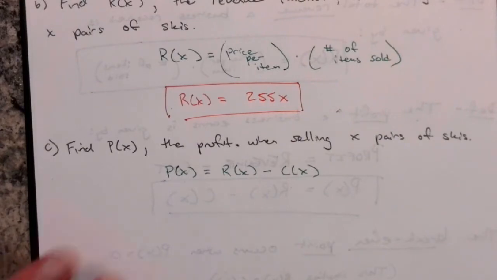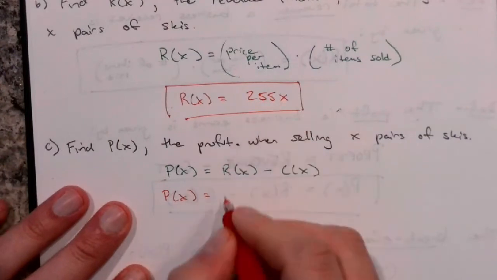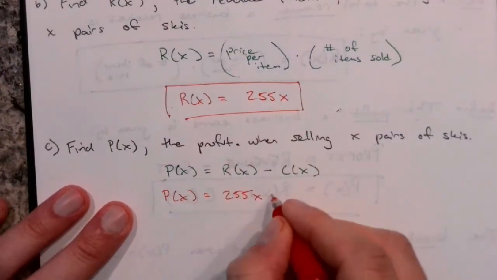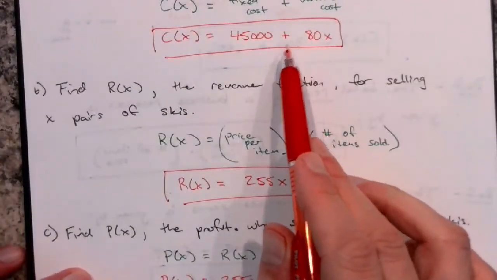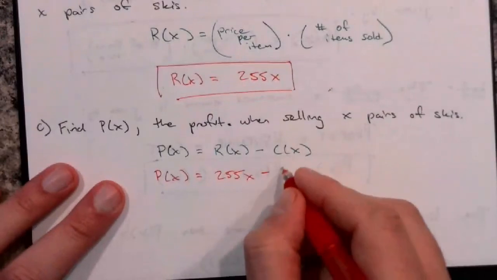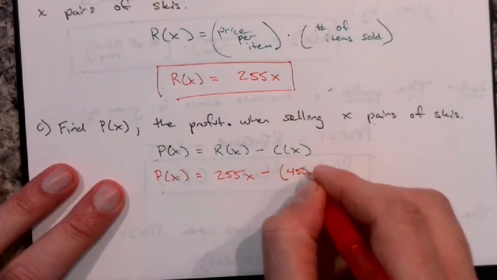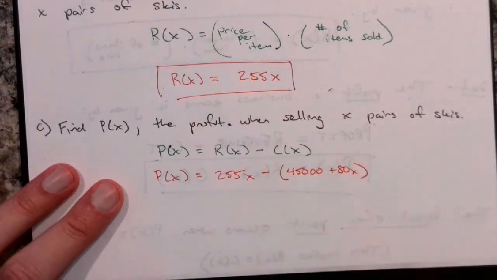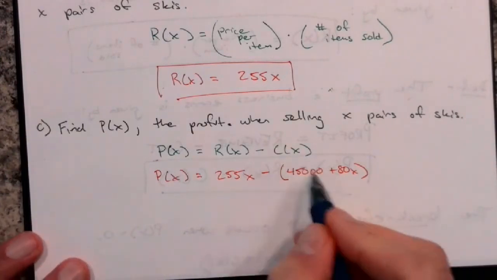And we're just going to substitute in, right? So we have P of X equals, now we know what R of X is, our formula above here, 255X minus C of X. C of X is our formula for costs that we found up here, 45,000 plus 80X. Make sure you put parentheses around this though. This negative belongs to everything after it, remember. So 45,000 plus 80X.